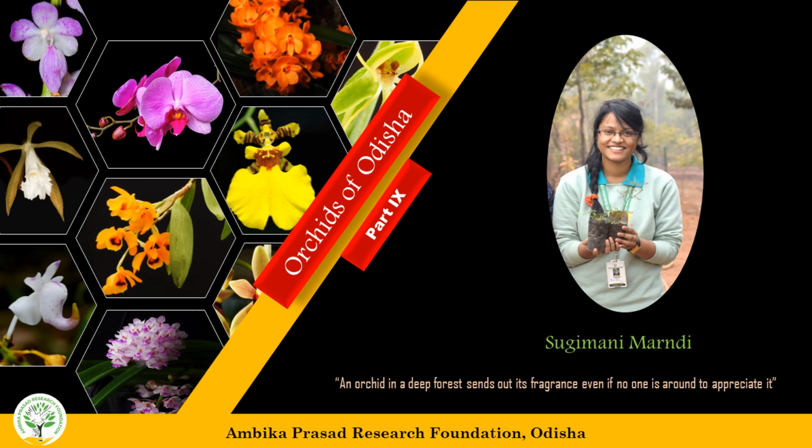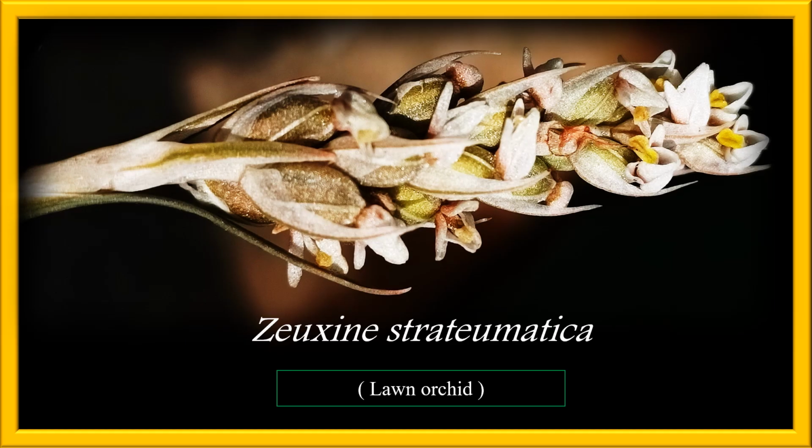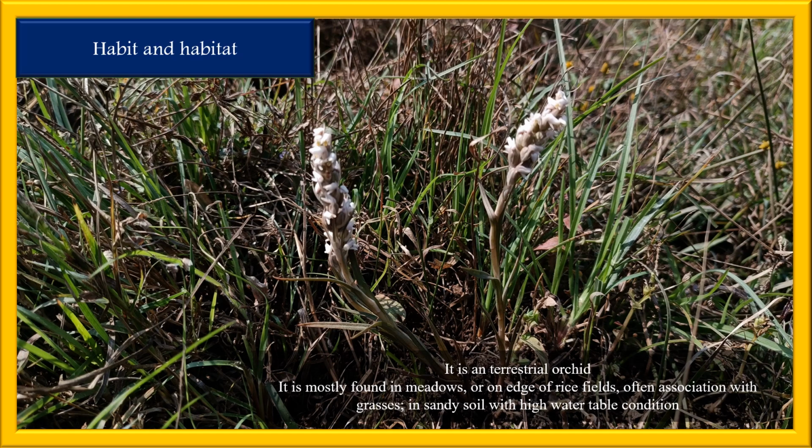So today we will start Orchids of Odisha part 9. Today we will talk about Zeuxine strateumatica, common Amy's lawn orchid. Here you can see the habit and habitat. It is a terrestrial orchid and it is mostly found in meadows or on the edge of the rice fields, mostly in association with grasses, and the place is mainly moist areas.